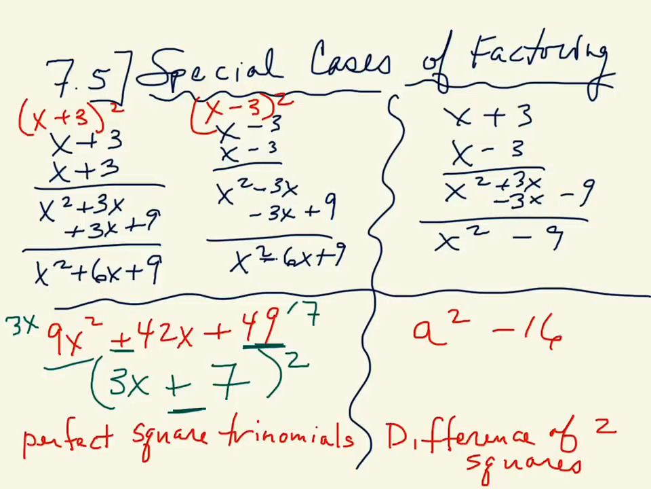The other special case was this one, where you had x plus 3 times x minus 3, where you had the same terms in the binomial with different signs. And what happens is this middle term cancels, and you actually get x squared, and then you always have a minus here, because remember, a positive times a negative gives you a negative. So you have a perfect square, and a perfect square here, and a subtraction. We call this the difference of two squares.